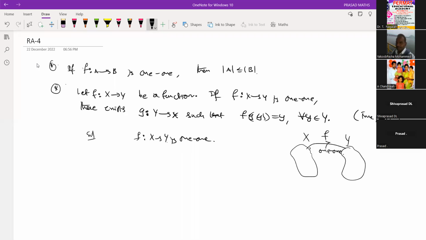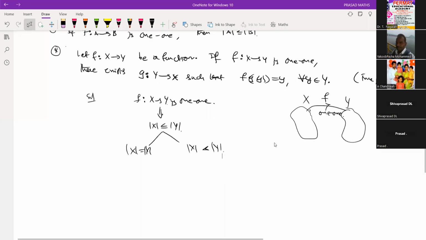Right? Once it is a 1-1 function, I already told you what the argument is. The cardinality of X should be less than or equal to the cardinality of Y. So there are two possibilities: either the cardinality of X equals the cardinality of Y, or the cardinality of X is strictly less than the cardinality of Y. A less than or equal to B means what? Either A equals B or A is less than B. Suppose you take this condition, the cardinality of X less than the cardinality of Y. Suppose you assume that this is the condition.